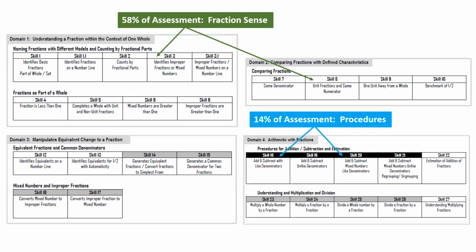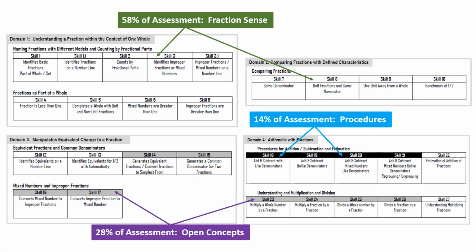The next part is if there is a skill that is just colored in black, that means it's just a raw procedure. For addition and subtraction, it's not even a story problem format. It just gives them two fractions, says add them, right? Add and subtract with unlike denominators, add and subtract mixed numbers, add and subtract mixed numbers with unlike denominators. So it just gives them the straight question and says, can you do this procedure or not?